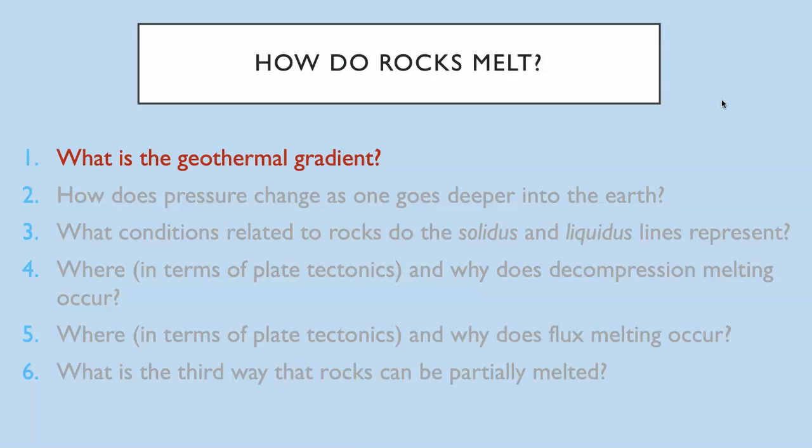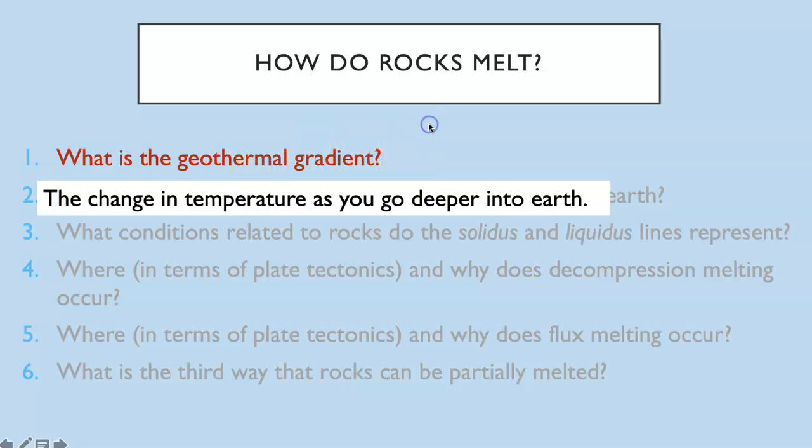The next video you watched was about how rocks melt. For this one, we're going to draw a diagram. First of all, what is the geothermal gradient? Well, this is one of those words where you can kind of break it down. Geo is earth, thermal means heat or temperature, and gradient is slope or change.